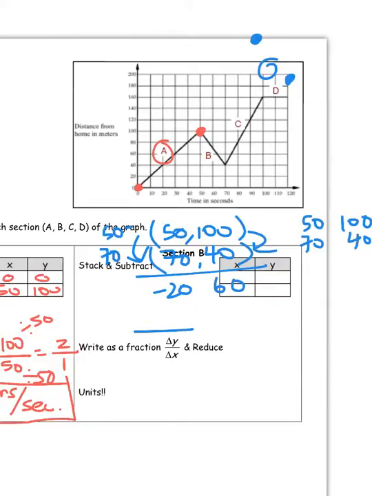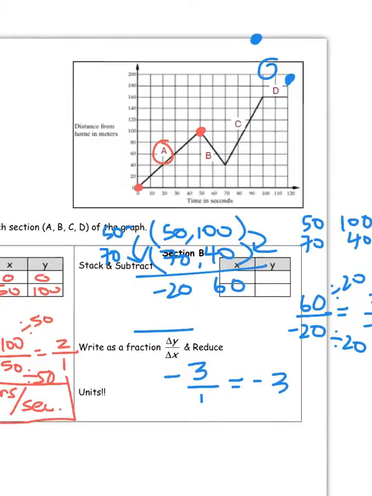Next, I write my answer as a fraction. So I do change in y over change in x. 60 over negative 20. I'm going to reduce it. 60 I can divide by 20. 20 I can divide by 20. 60 divided by 20 is 3. Negative 20 divided by 20 is negative 1. So my slope is, I'm going to actually put the negative in front. It's negative 3 over 1, which is negative 3. And remember, our units are meters per second. Our slope is negative this time, and the reason is because this person is traveling backwards towards home.